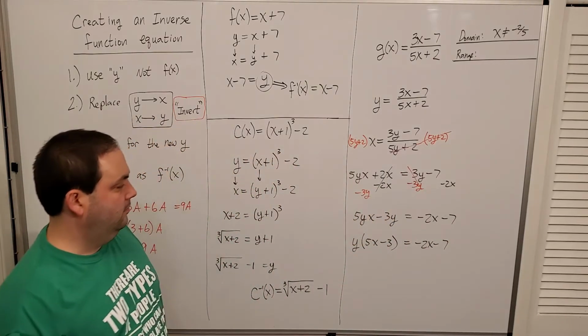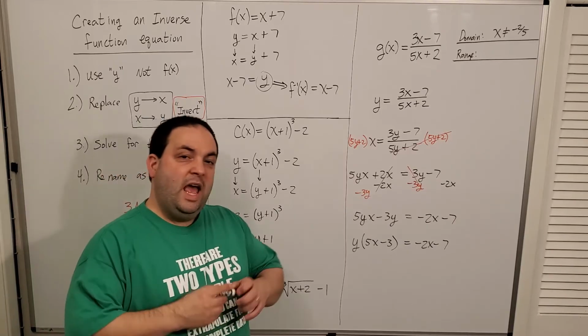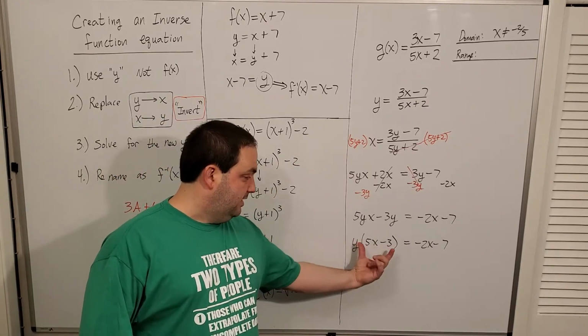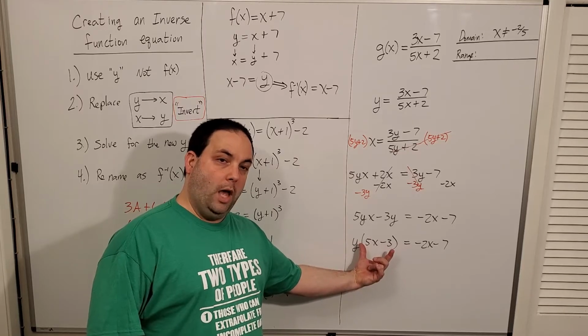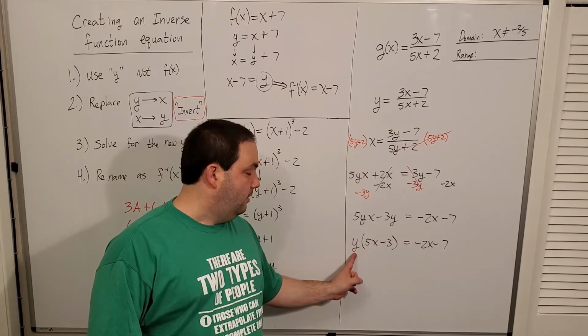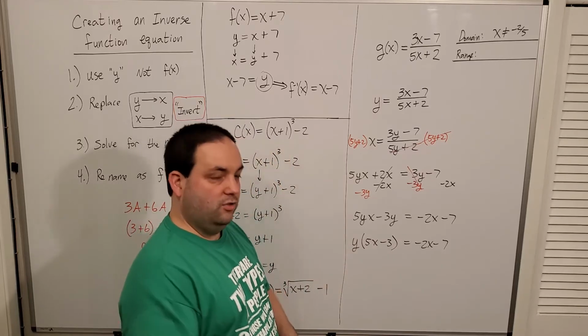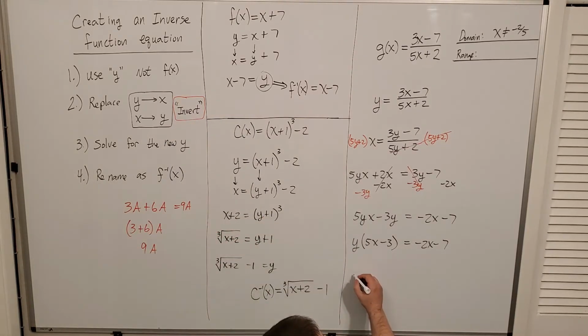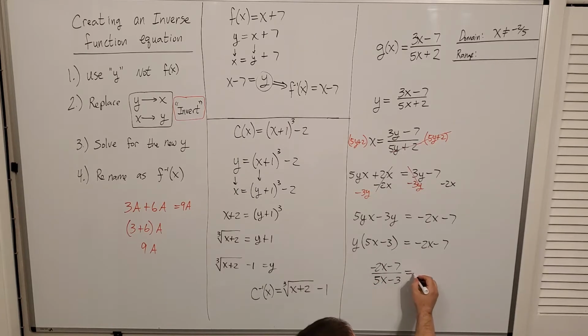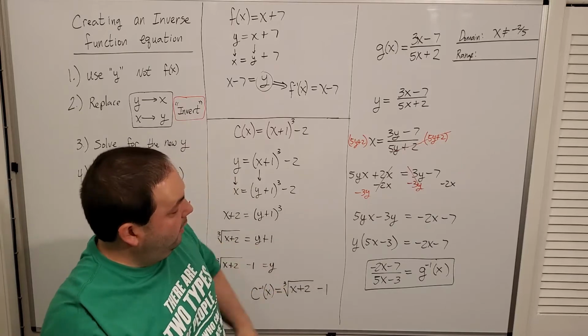Like this. So technically those terms have been combined in a way because now they're together in a parentheses. They're one object. And it's times y, which I can now divide to the other side. So I have y equals negative 2x minus 7 over 5x minus 3. Okay, so then my new function, instead of y, this would be equal to g inverse of x. Now, we found the inverse.